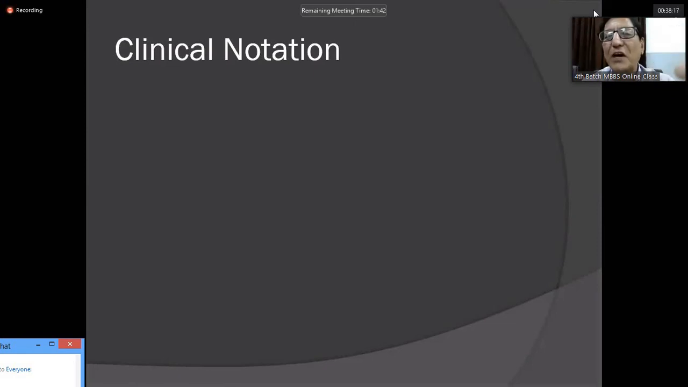Suppose you examine a patient and you want to note it down: this tooth has disease, this has dental caries, and the other tooth has dental caries. Then when your friend or your teacher reads that chart, they will say, okay, Vipana examined this patient and noted that the right lower first molar has dental caries. So when I see that chart, I can understand what the problem with the patient is. That is what clinical notation actually is: how you note the teeth down in your chart.